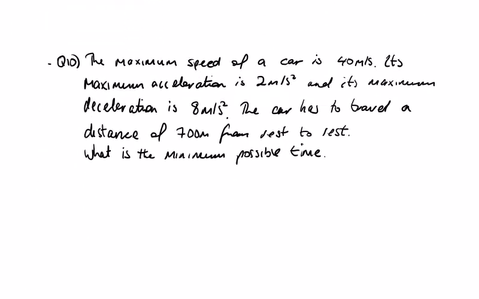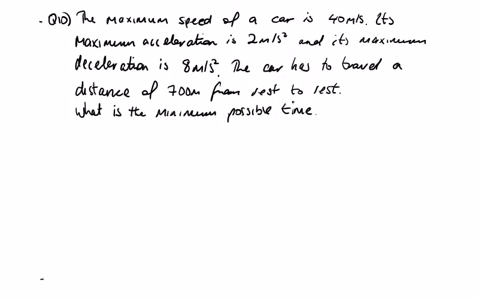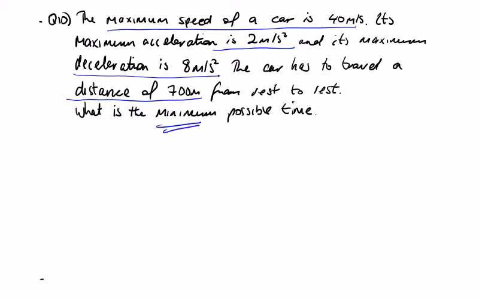Question 10. Max speed of a car is 40. Max acceleration 2. Max deceleration 8. And the car has to travel a distance of 700 from rest to rest. What is the minimum possible time? So let's draw a time velocity graph with some information on it which will help us. So it accelerates, continues at this speed, decelerates.